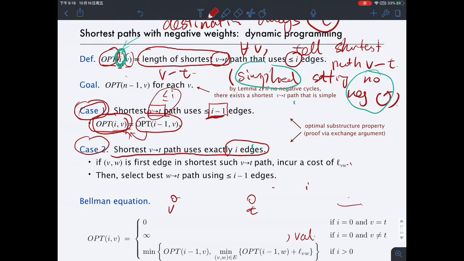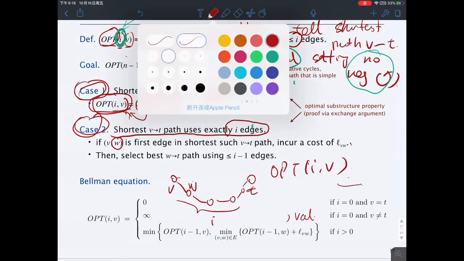So in this case, from v to t, if I want to solve opt i of v, and I know that we are in case 2, then I know that I exactly need to use i edges. So these are the i edges. Now I want to understand what my next hop is. Let's say this is w.